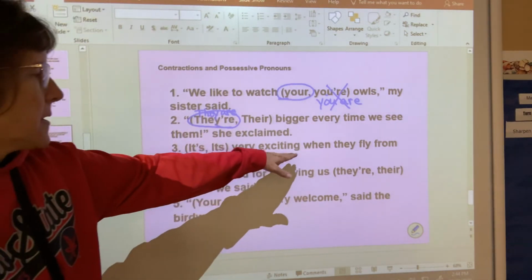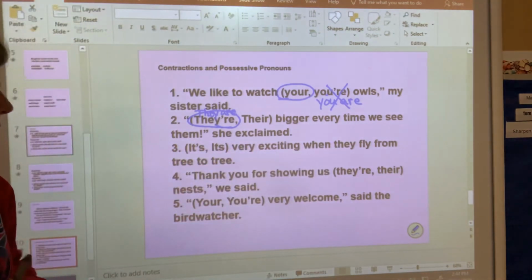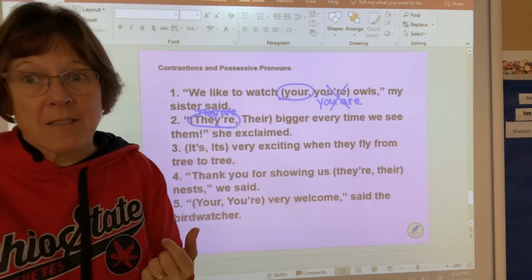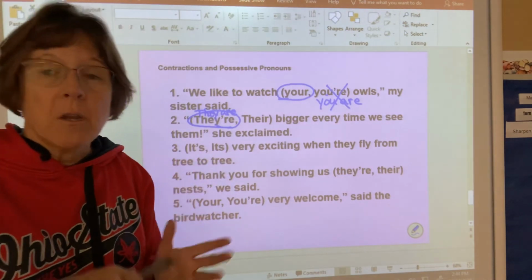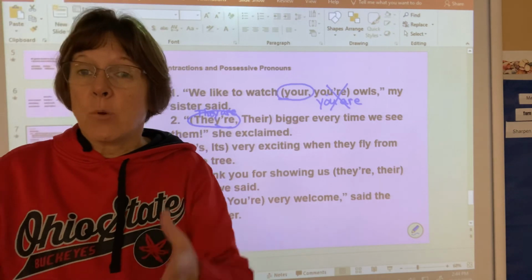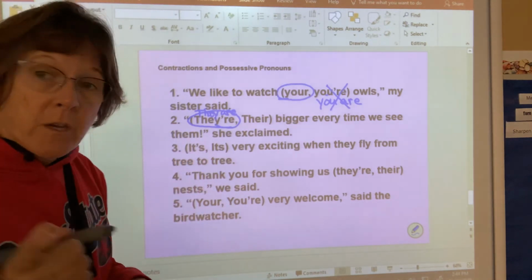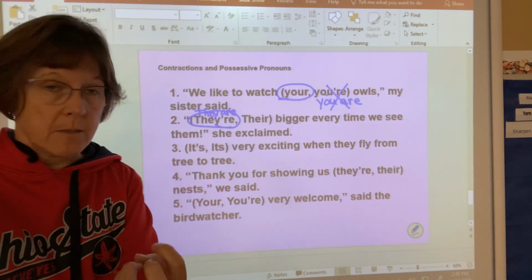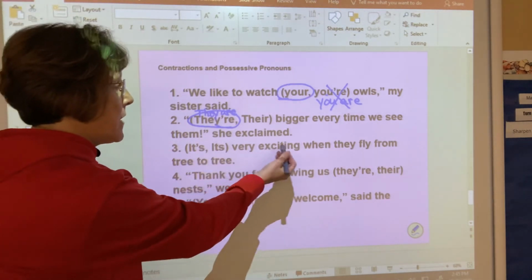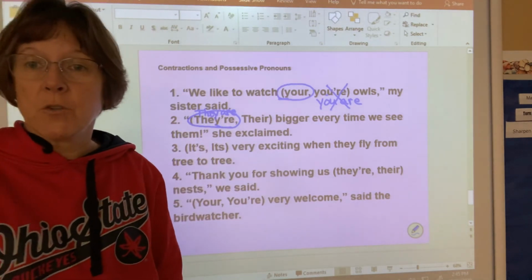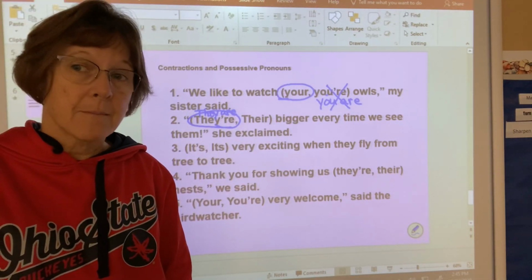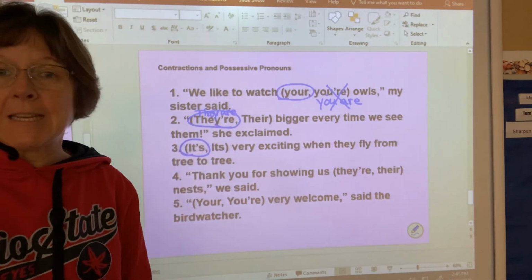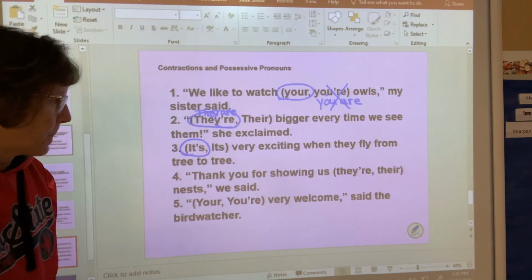"It's very exciting when they fly from tree to tree." Let's see which. They both say it's, but one's a contraction and one is showing that it belongs to someone. The contraction, it's, is really the two words it is. It is very exciting when they fly from tree to tree. Does that make sense? It does. So in this case, the contraction it's is the correct one.